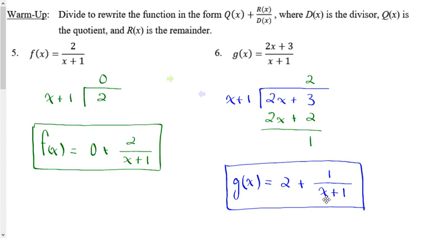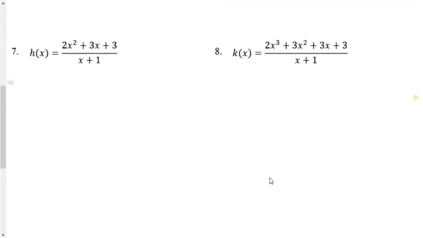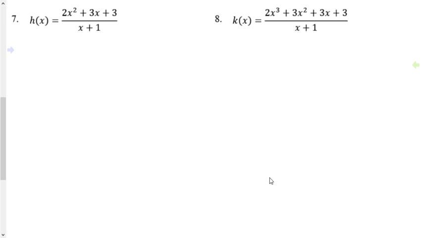All right, pause the video at this point. And why don't you do questions 7 and 8, do that division, and rewrite it as quotient plus remainder over divisor. You can pause the video now, restart once you've finished these two questions.